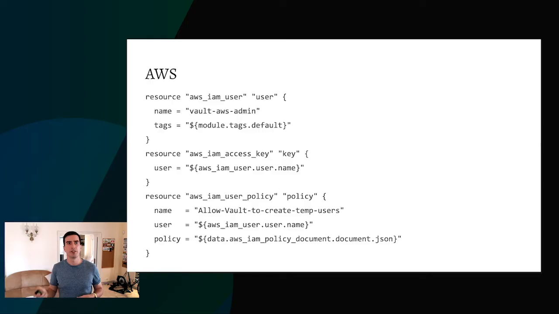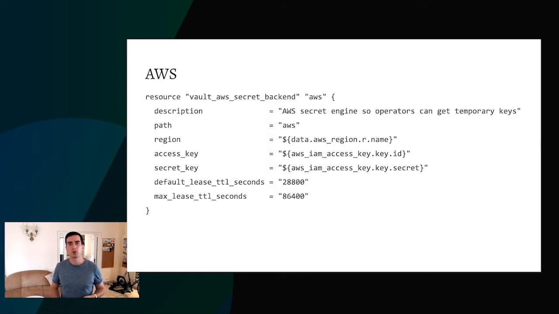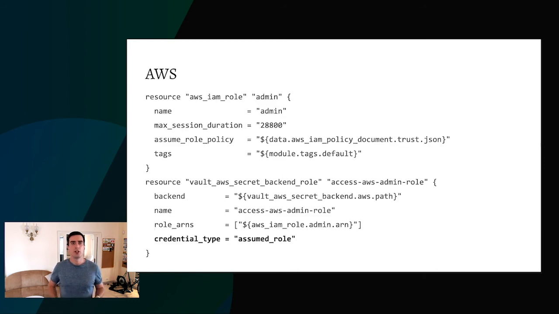AWS, you can issue temporary AWS credentials, and this is how you do it. You first create an AWS user, because that one will be used by Vault to issue the credentials, and you attach the policy. That's the policy that you need to attach, and there is more to learn in the documentation. Then you have a backend where you specify the keys that you just generated and the TTLs. You have actual roles that you describe here that will be provided to the people.